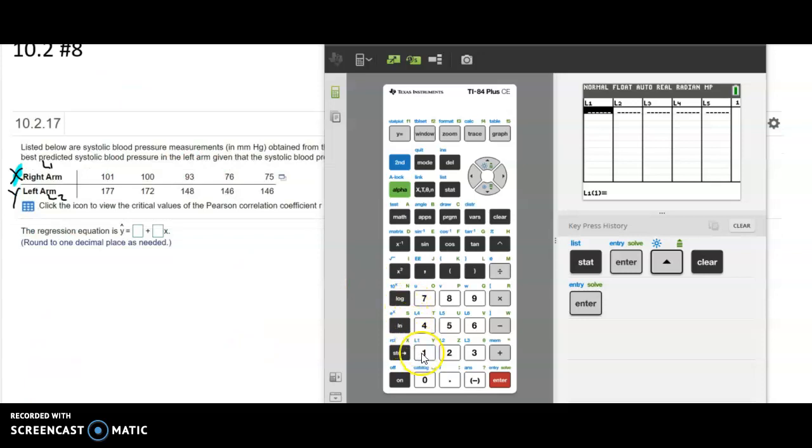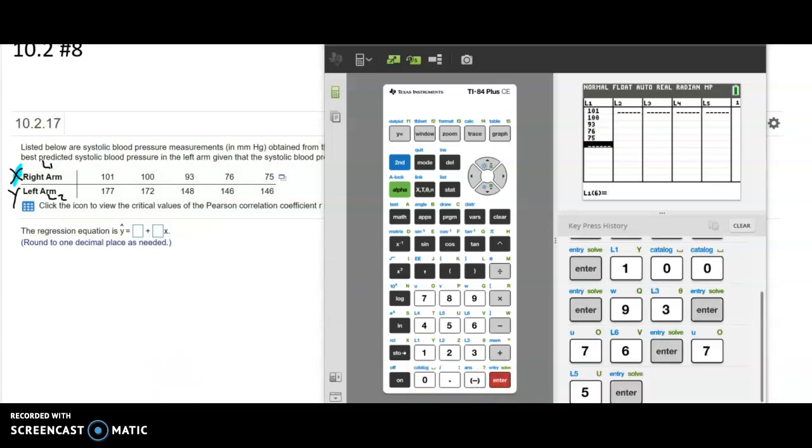Remember, you're going to type in the number, so for the first one, 1, 0, 1, and then press enter before doing a new line. Once you have all your right arm values typed in to list 1, take all of your left arm values and type them into list 2. So you'll scroll over, and if you have anything in your list, you'll scroll up, press clear, and enter to clear your list 2, and then you can type in the values.